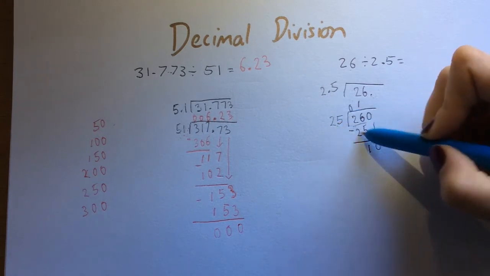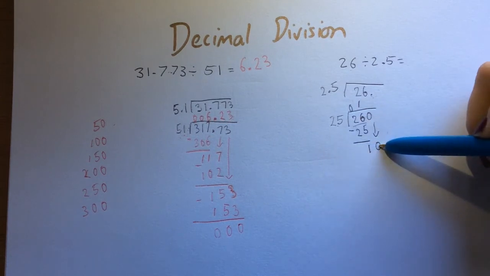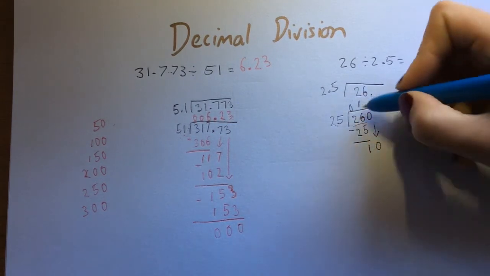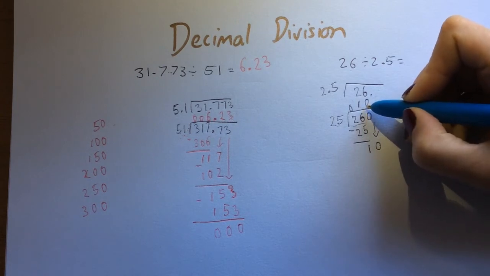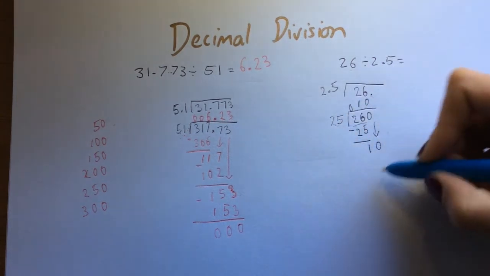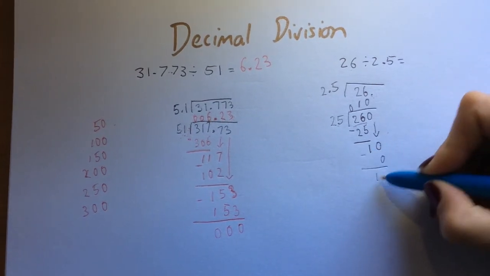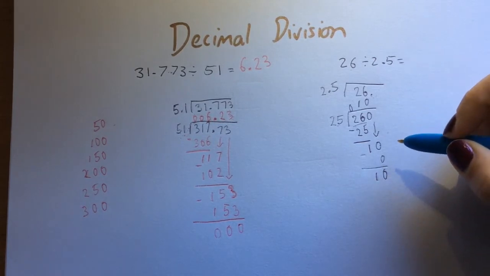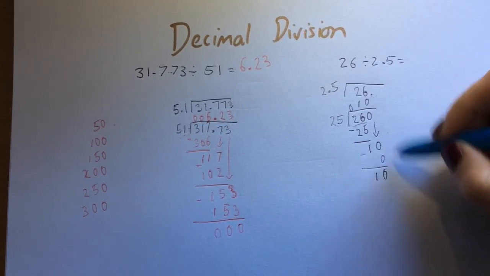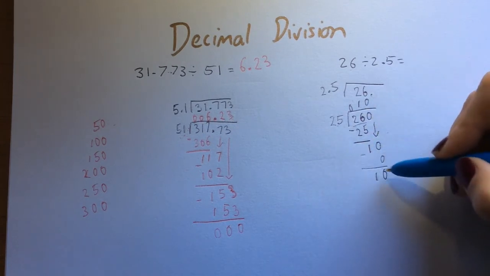Now this step is really important because a lot of people skip it. So 25, how many 10s? Well, none. Then what we do is 25 times 0, well anything times 0 is 0, and then take away. So now I've got 10 here. Okay, so we actually can't stop our sum because we're not finished the entire thing. We've still got this 10 remainder.